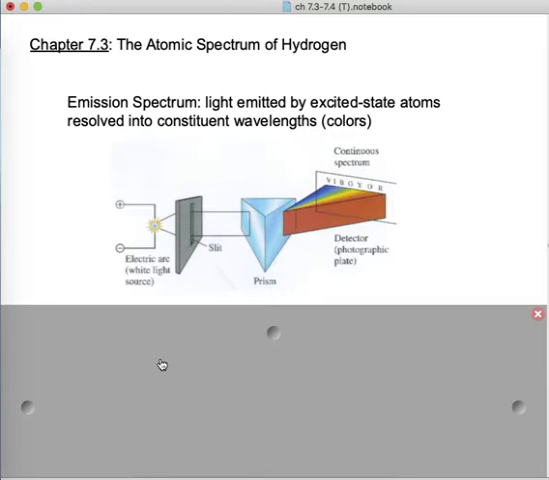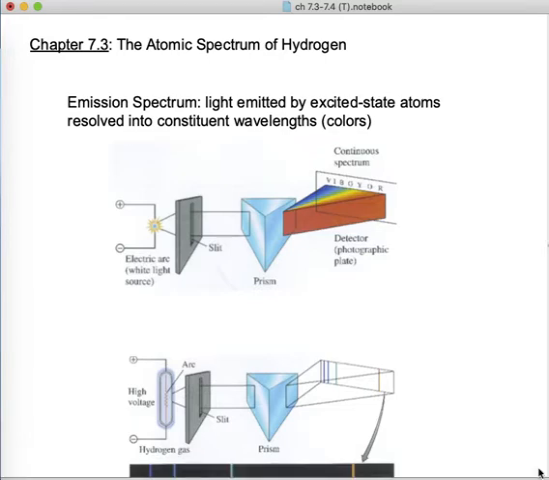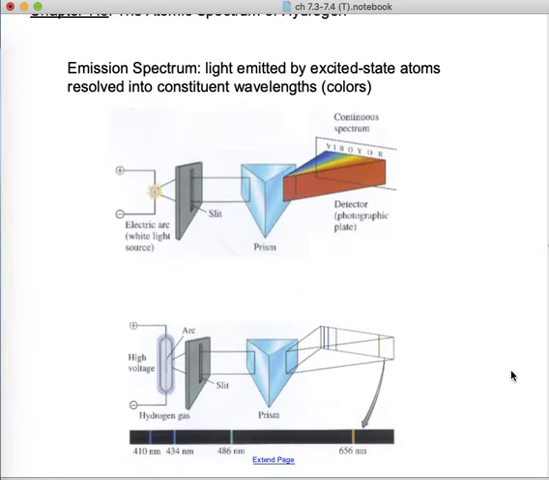However, if you take excited state hydrogen atoms, you may recall, from a discharge tube, and pass them through a prism, instead of seeing a continuous spectrum, you see only certain characteristic colors. That is called a line emission spectrum.